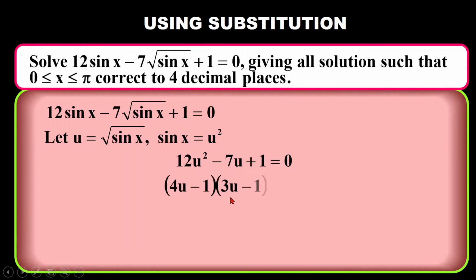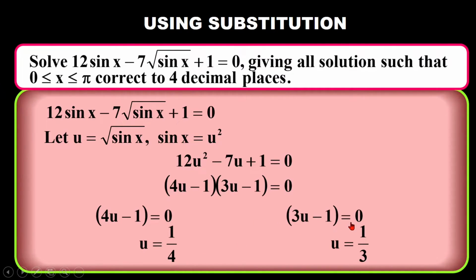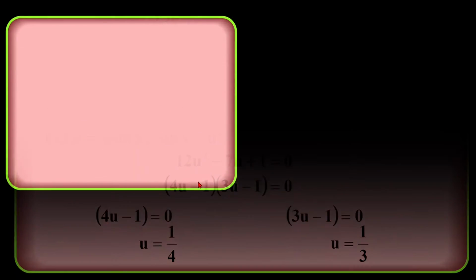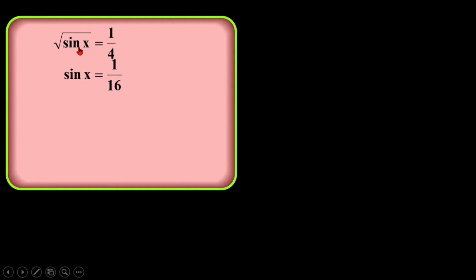So I will factorize that, and I will get 4u minus 1 equals 0. So u equals 1 over 4. And the other side, I will have 3u minus 1 equals 0. u equals 1 over 3. I need to put back my values inside. So square root of sine x equals 1 over 4. So sine x equals 1 over 16, and I need to find the reference angle for this value.